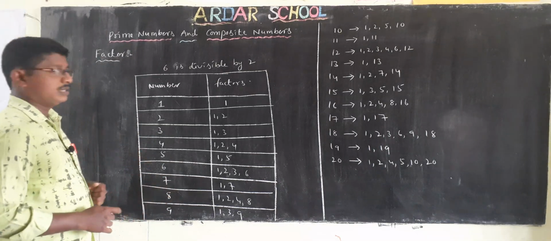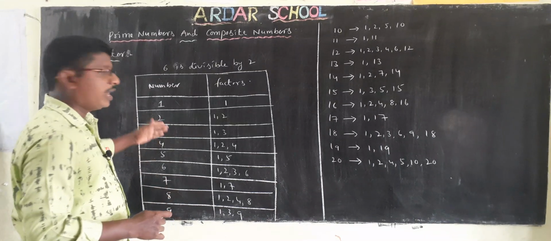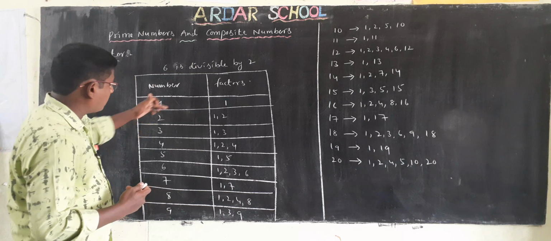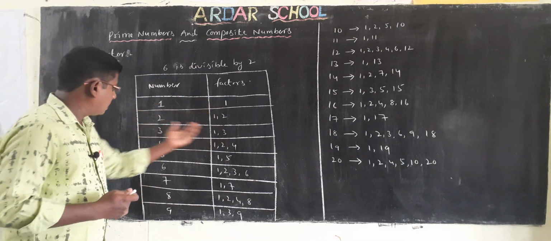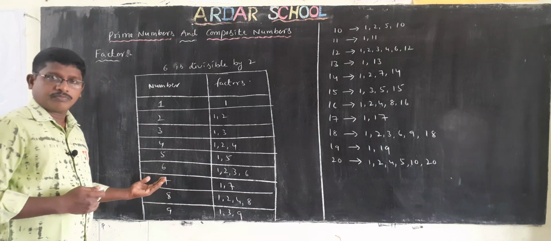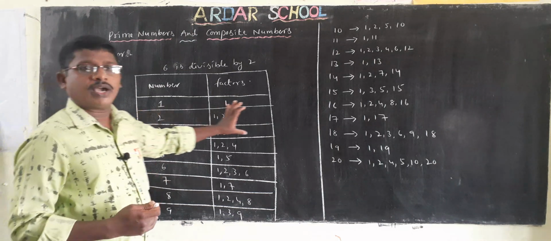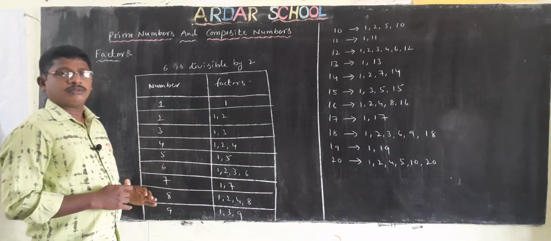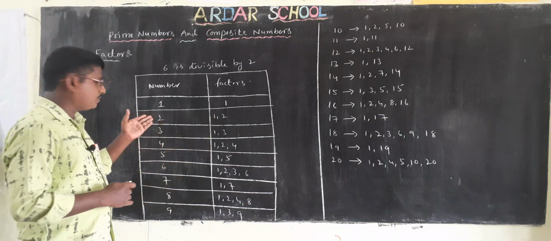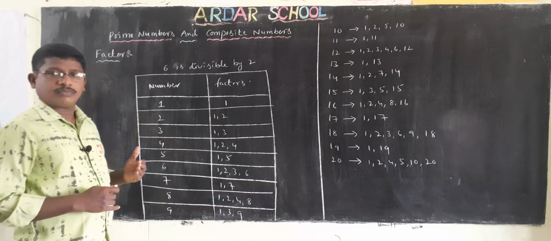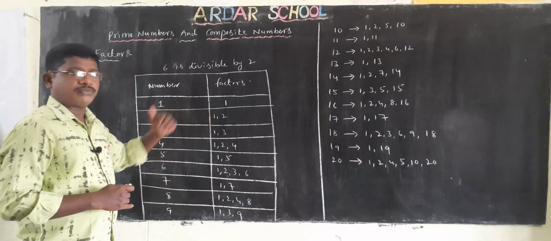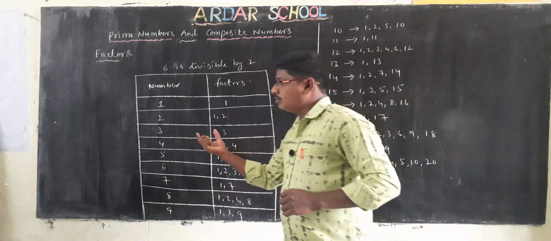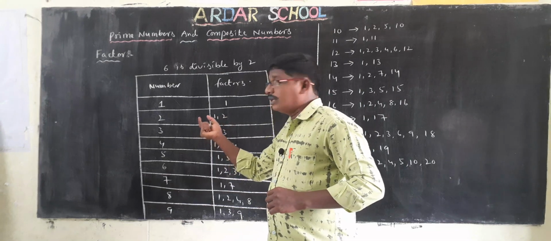Next, every number is a factor of itself. 2 is a factor of 2, 3 is a factor of 3, 4 is a factor of 4, 5 is a factor of 5. That's why every number is a factor of itself. That is the greatest factor among these factors. 2 is the greatest factor of 2, 3 is the greatest factor of 3.